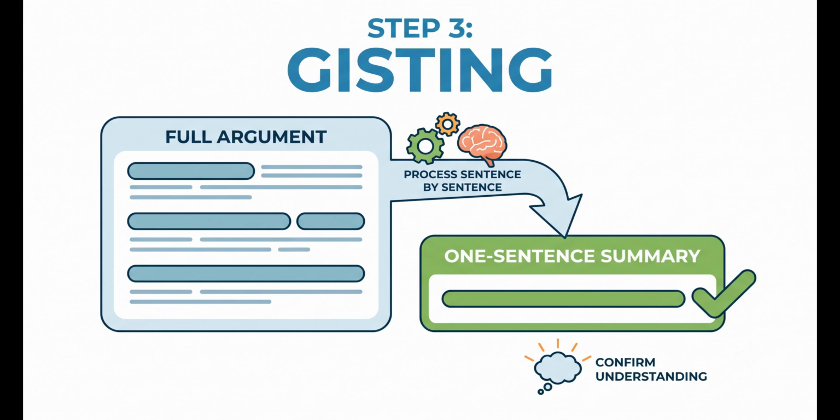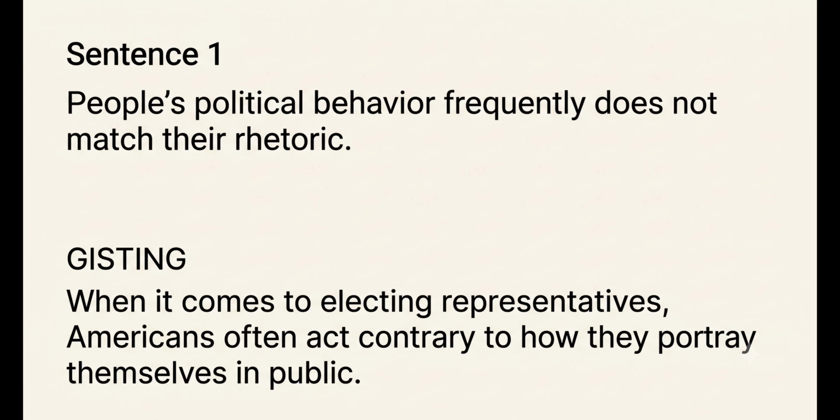Alright, let us now move on to step 3, gisting, which is summarizing the entire argument in one sentence, purely in your own words, to ensure that you have actually understood it. Let's do it sentence by sentence. Sentence 1. People's political behavior frequently does not match their rhetoric. Gisting: when it comes to electing representatives, Americans often act contrary to how they portray themselves in public.